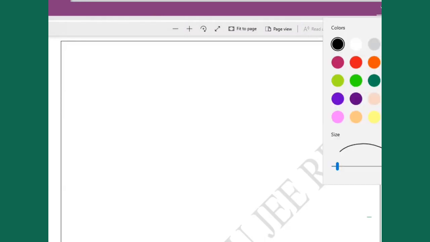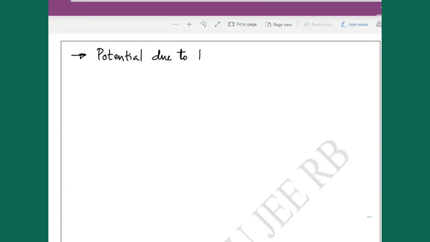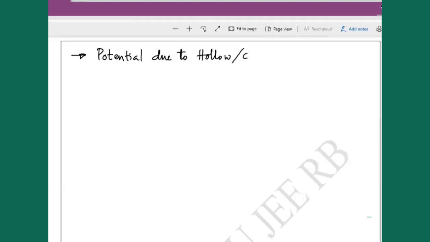Let me start with the first one. The first one is potential due to a hollow sphere. Hollow conducting or non-conducting. Otherwise I'll write it like this: hollow conducting or non-conducting.